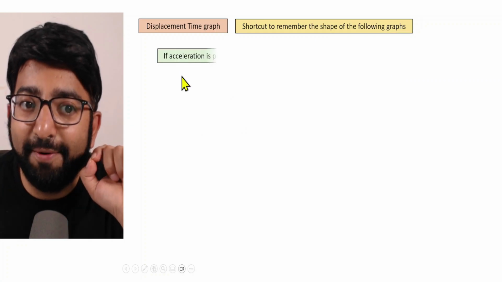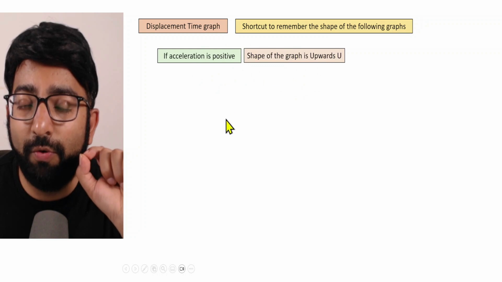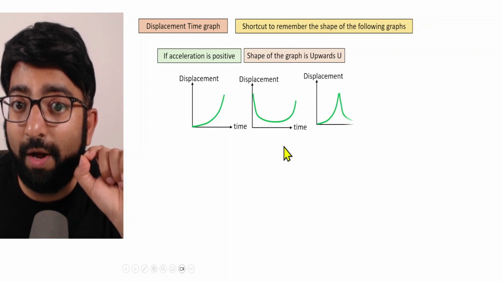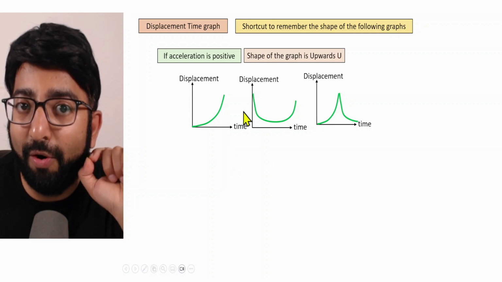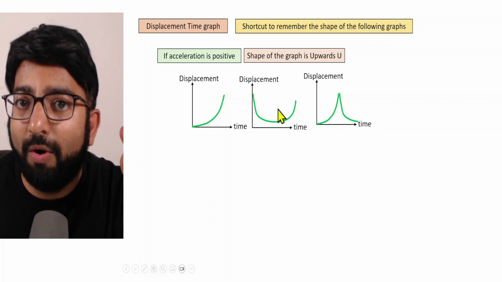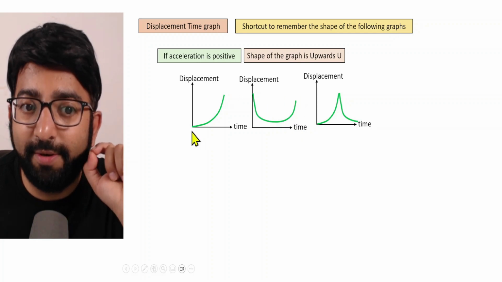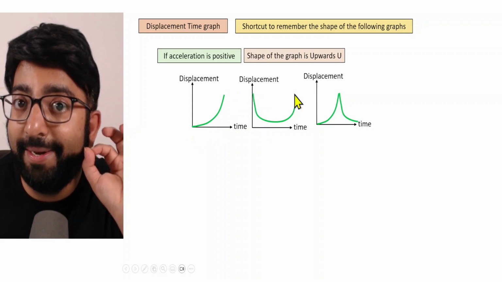So the shortcut is if the acceleration is positive, then the shape of the graph is upwards U. So have a look at different kinds of graphs which are upwards U parabola. If you analyze very carefully, all of these constitute a part of upward facing parabola or an upwards U. So the first graph is just one half of an upwards U. The graph 2 is complete U.